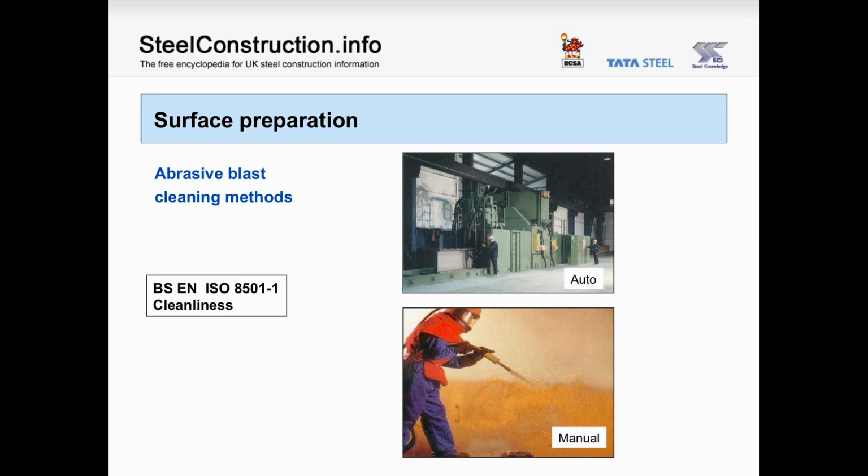New steelwork is often prepared using abrasive blast cleaning, either through an automatic plant or manually. Small particles of shot or grit are projected at high velocity by compressed air onto the workpiece. The effectiveness of these methods can be up to 100% in providing a thoroughly clean surface condition for subsequent coating. Existing steelwork can also be abrasive blast cleaned.